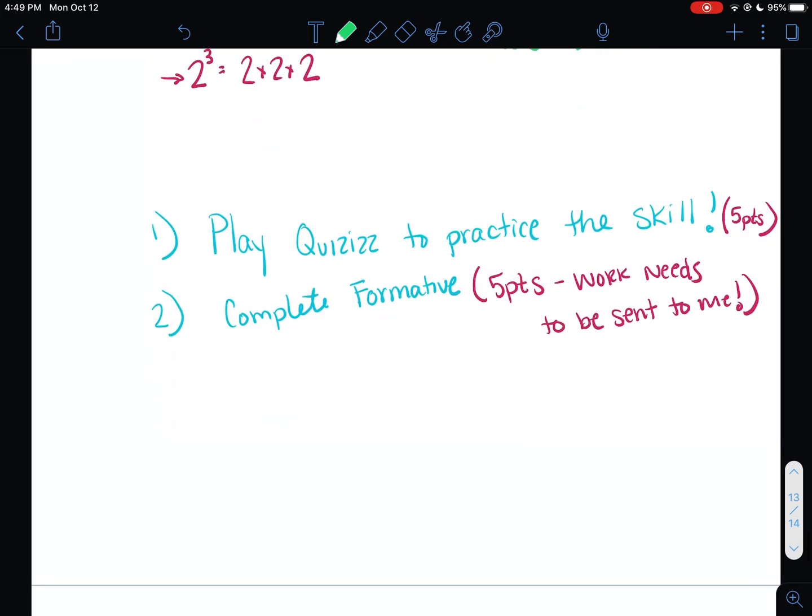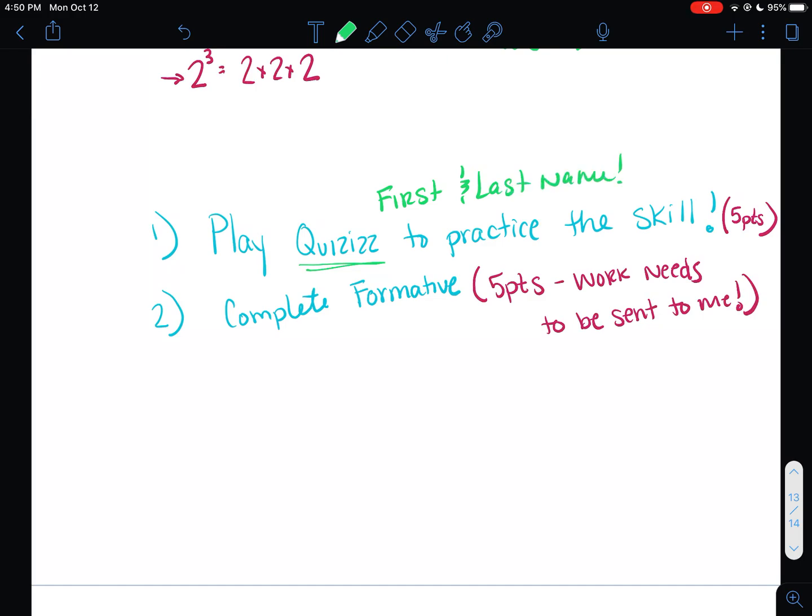Okay, so what you're doing today. So first thing you're going to do is you're going to play quizzes to practice the prime factorization. This is worth 5 points. Just playing one round. Don't forget to use your first and last name when you play.